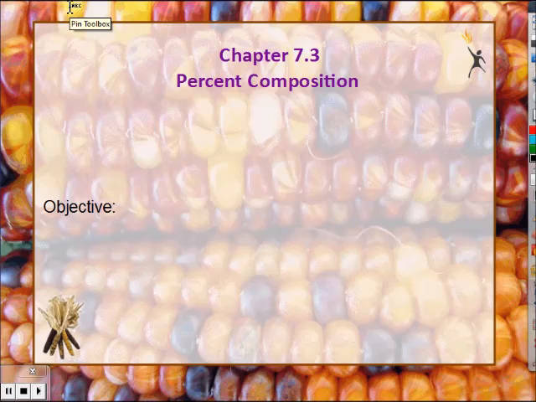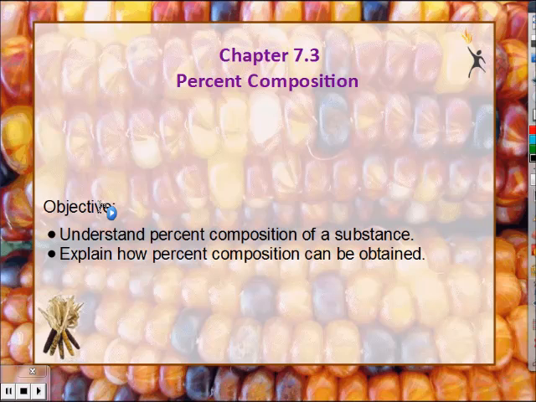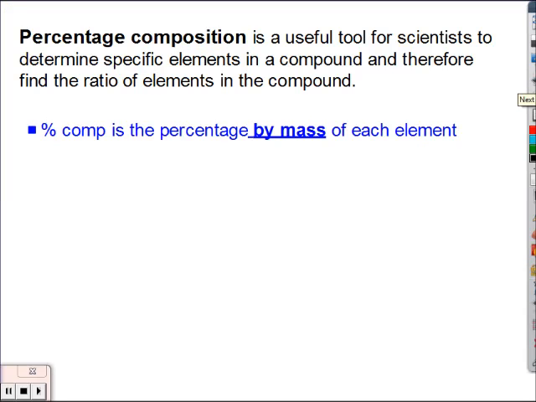Today we're going to talk about percent composition, trying to understand how the composition of a substance depends on the formula. Percent composition is given by the mass of the element. It's a tool that scientists use to figure out which elements are in a compound and what the ratios are. Again, we're going to talk about it as the mass of a compound.